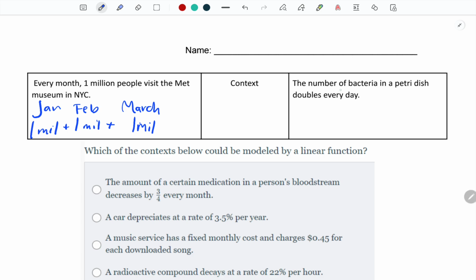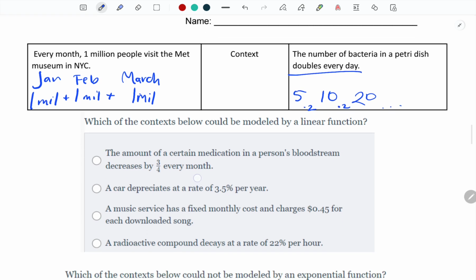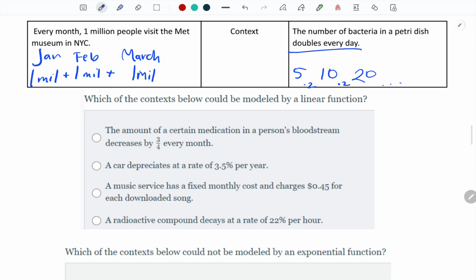But if I'm in exponential and a number of bacteria in a petri dish double every day, well, if I start out with 5, double that, that's 10. Double that, that's 20. See, I'm growing by a lot more, and I'm growing by multiplying it by 2. Okay? So that's how we're going to do this.